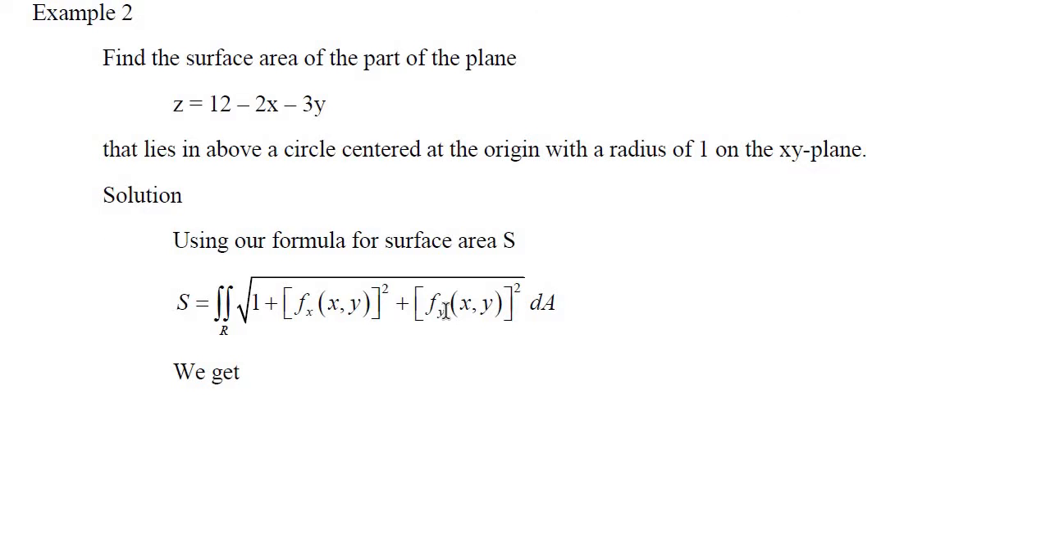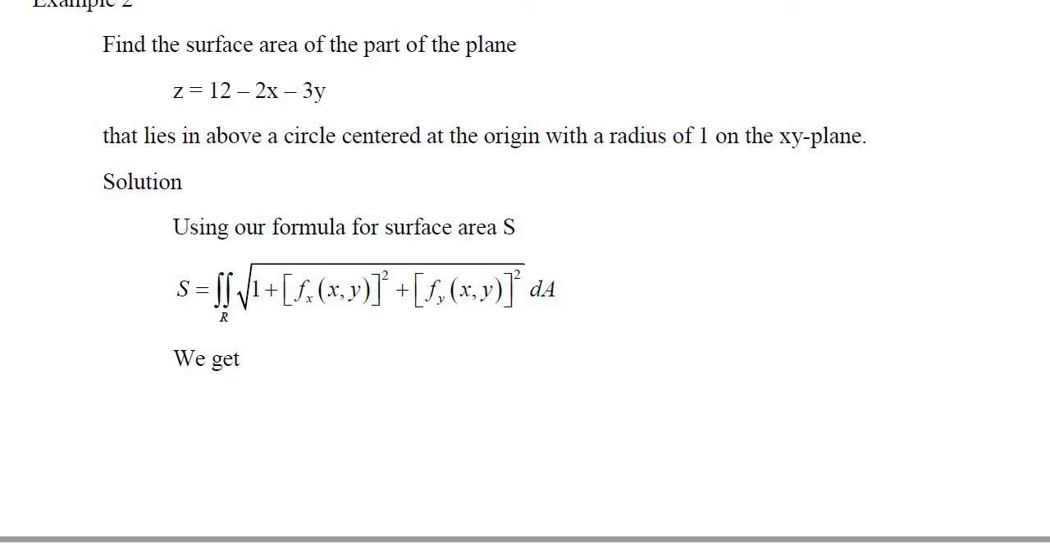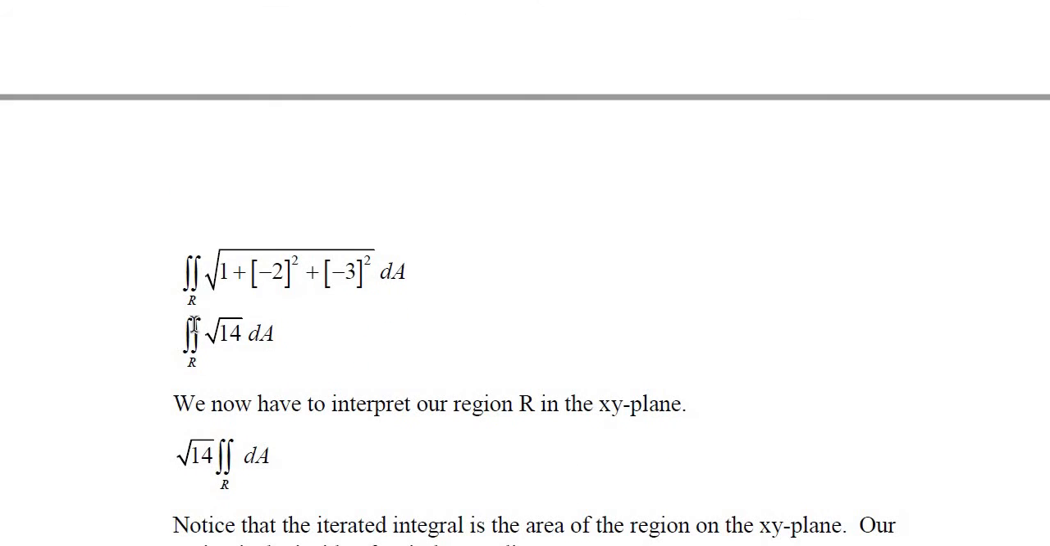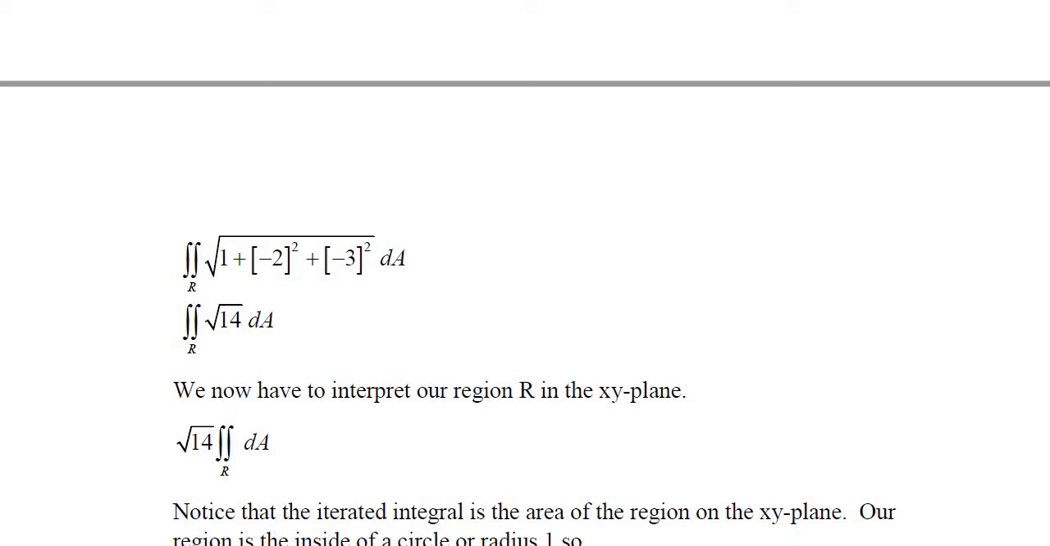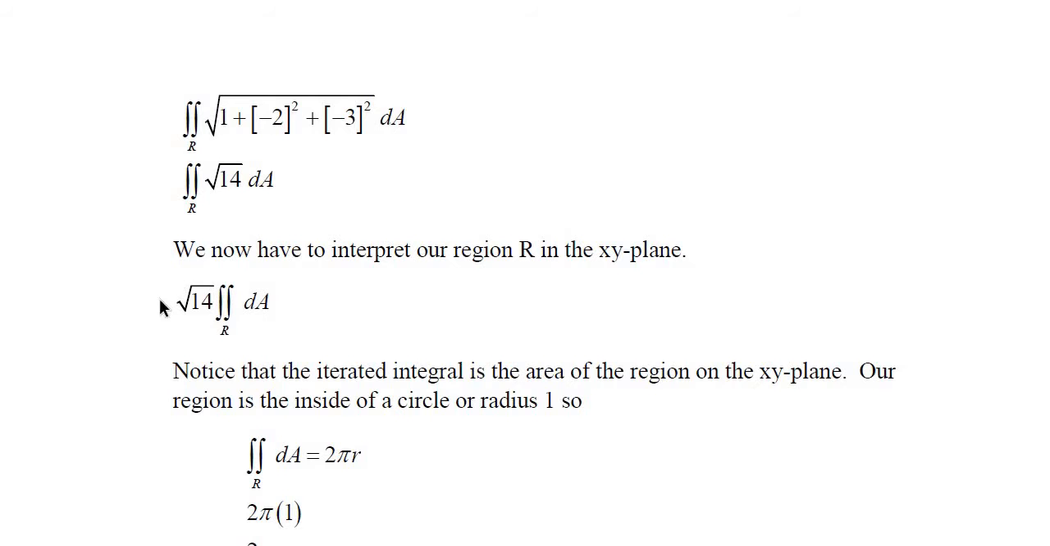So our solution, we're going to use our surface area integral. Plugging in our derivative with respect to x and our derivative with respect to y, this ends up giving us the integral over that region of the square root of 14 dA. Then I'm going to take out that square root of 14 and get the square root of 14 times the iterated integral across that region of that area.